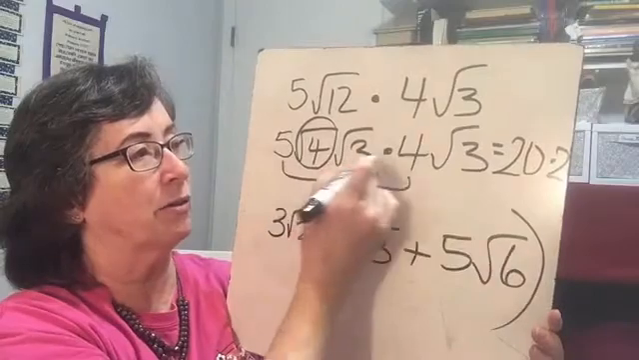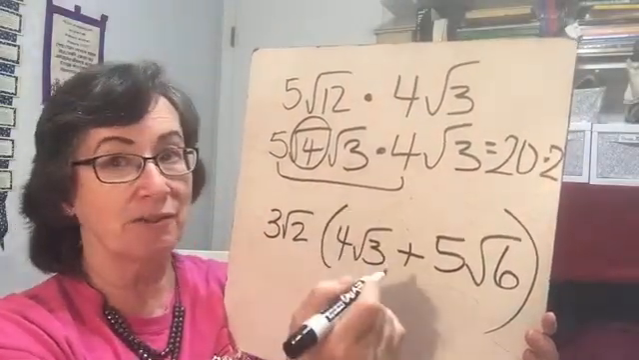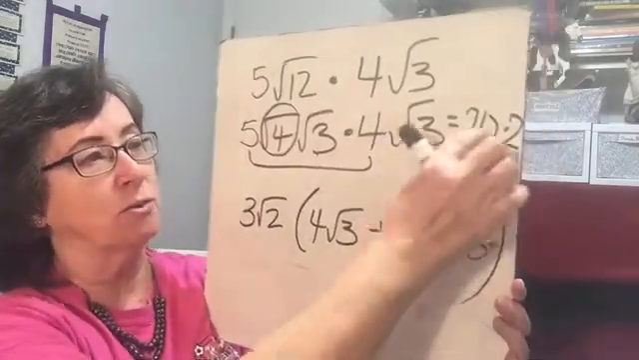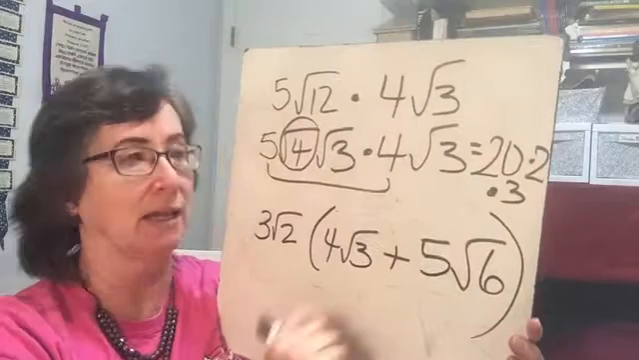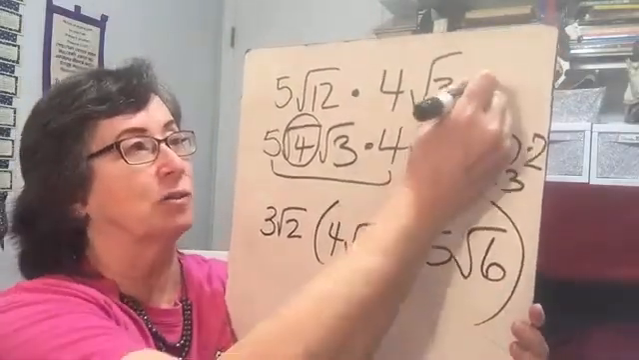And then square root of 3 times square root of 3 is square root of 9. The square root of 9 is 3. So times 3. So 20 times 2 times 3. 20 times 2 is 40. 40 times 3 is 120.